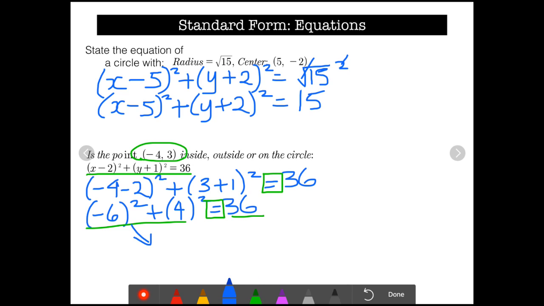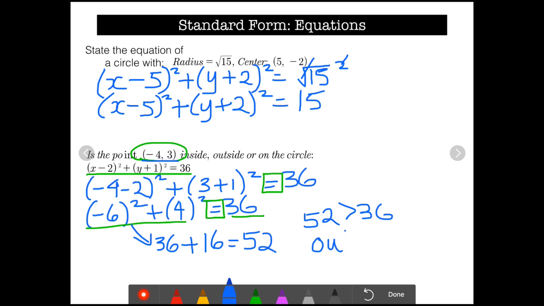So -6 squared is 36, plus 4 squared is 16, which gives us 52. And then now how does 52 compare to 36? Well, it is greater than 36, which means that this point, (-4, 3), is outside the circle.